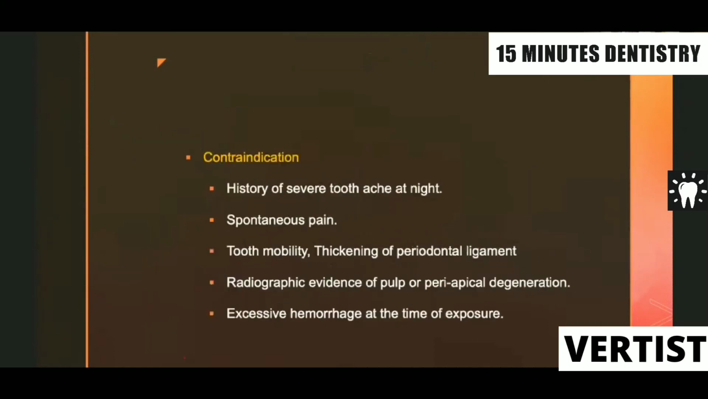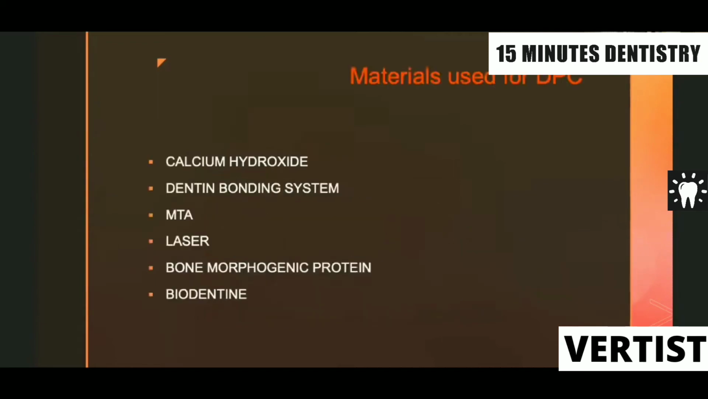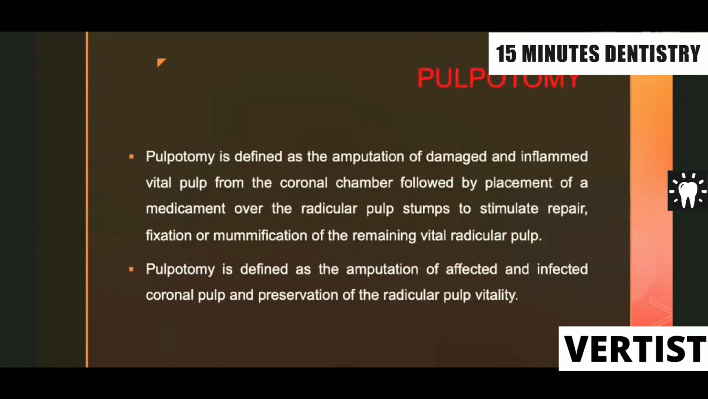The contraindication is if there is severe toothache at night, if there is spontaneous pain, or there is tooth mobility or thickening of the periodontal ligament space, or radiographically there is evidence of pulpal and periapical degeneration. Again, the materials used can be any of these: calcium hydroxide, dentine bonding agents, CEM, lasers, DMP, and Biodentine. Then we come to pulpotomy.